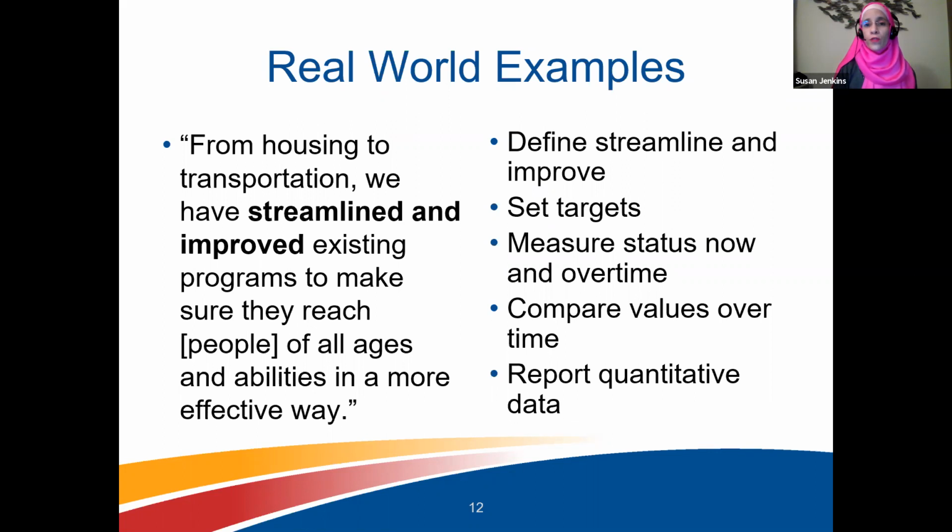So compare those values over time and report quantitative data. So in addition to these qualitative type statements, which we have in the example here, then put those data with those statements. So you could say, from housing to transportation, we've streamlined and improved existing programs to make sure they reach people of all ages and abilities in a more effective way. Specifically for housing, we now serve 30% more people, 20% more quickly. And I made up those particular numbers, but that would be a much stronger outcome-focused statement to accompany this first statement that we have here. Next slide.